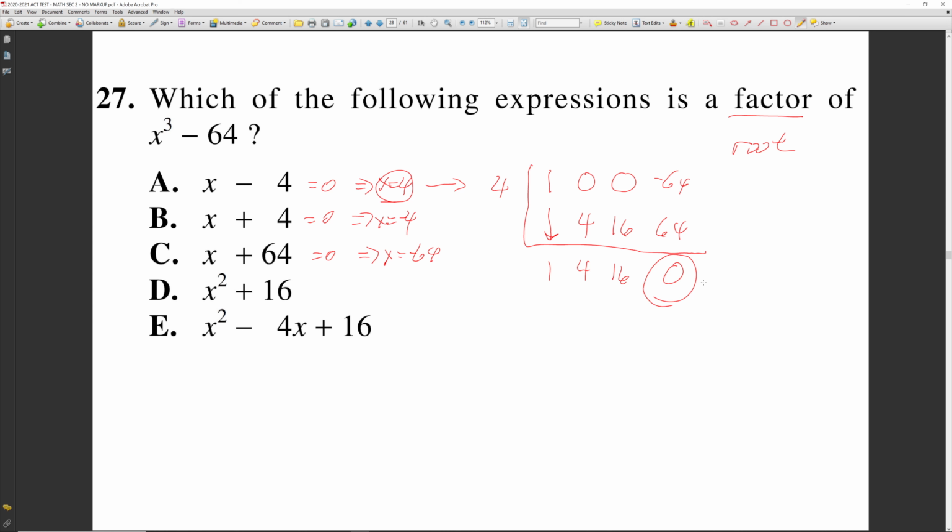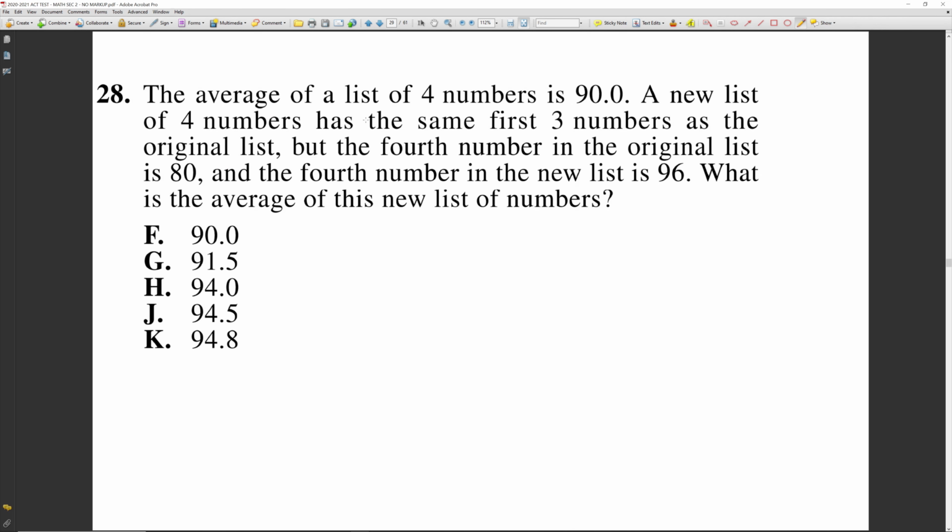So as long as I end in 0, this value is a root, which means x minus 4 is a root. Answer is A. In reality, this really takes about 30 seconds to do. If A was not the answer, you had to test each one, your time will grow. So number 27, if they put A as the last answer, it might have taken you a little bit longer to do. Boom.